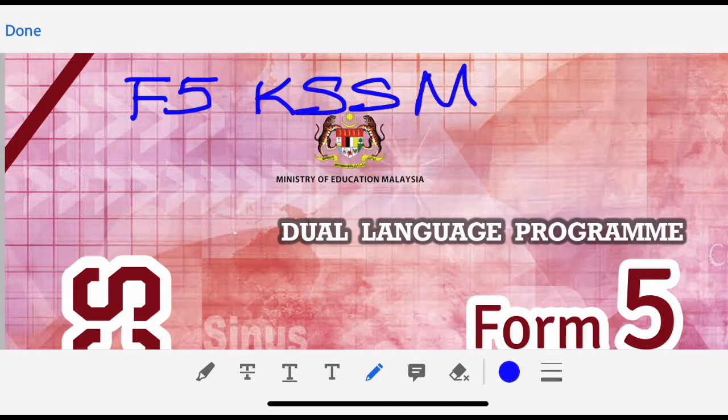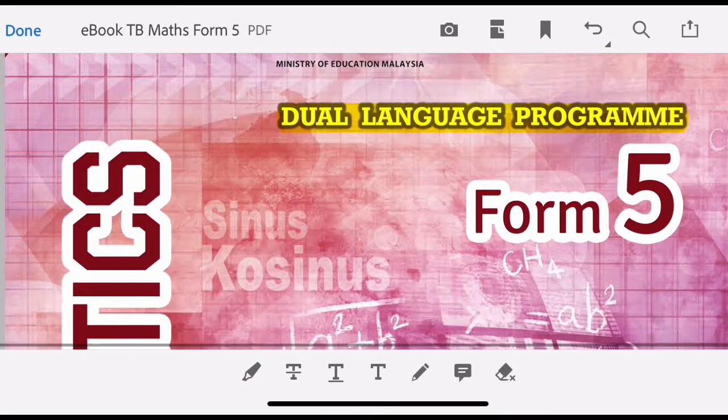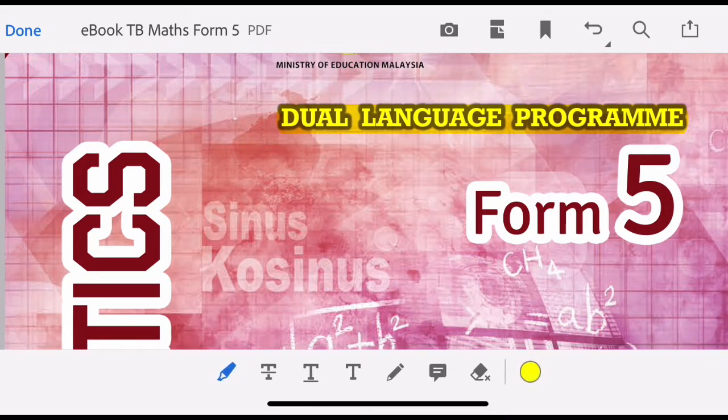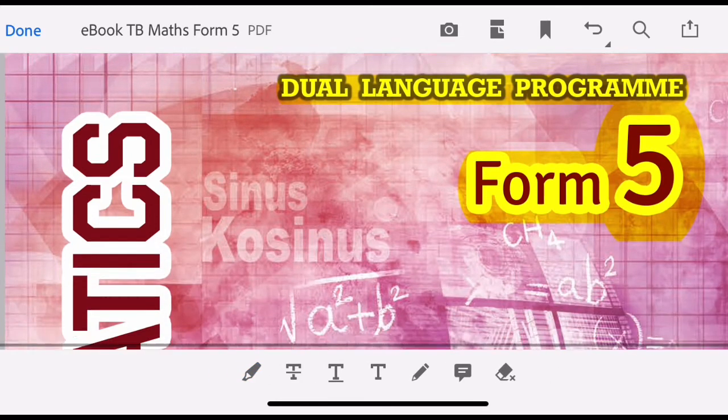For today's lesson, I will start with Form 5 KSSM Mathematics New Syllabus Chapter 1. So we are under the dual language program, so I'll be teaching 100% in English. So let's get started with the class.